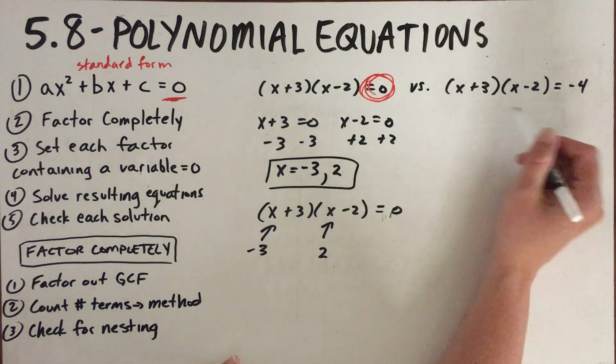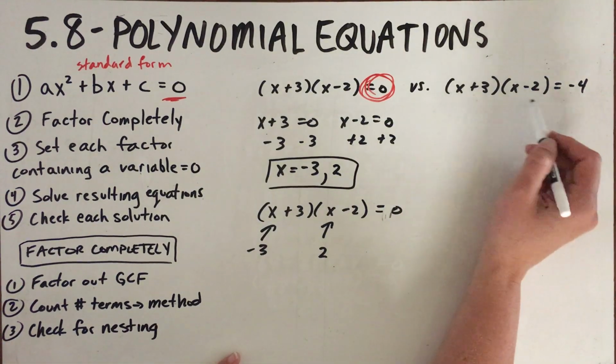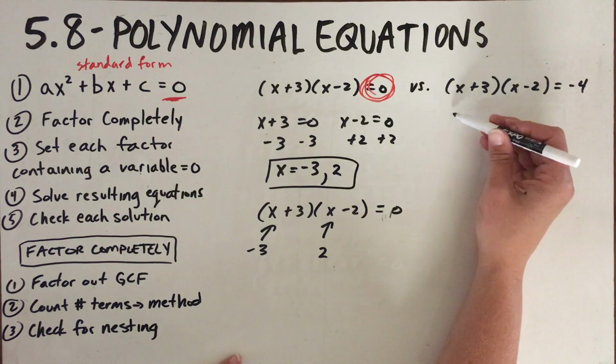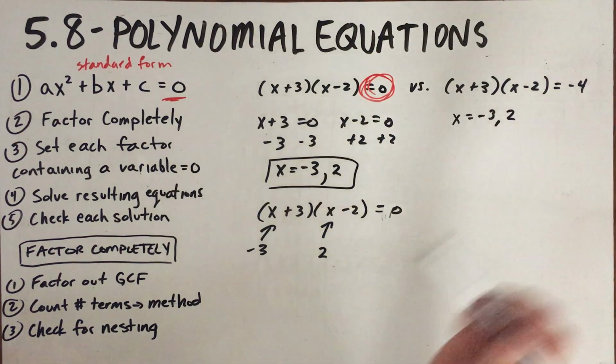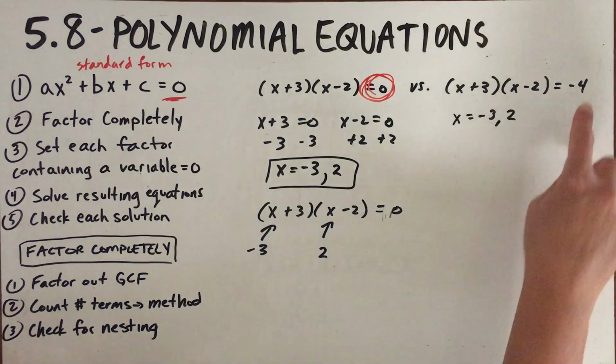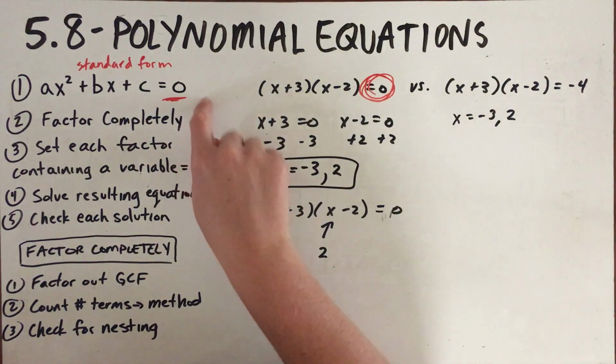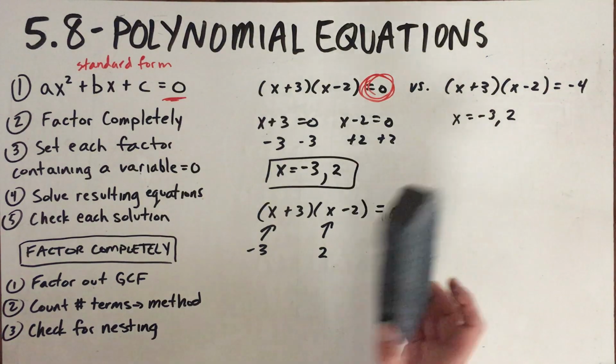Well, how is this one different? This one is already in factored form, so can't I just say that x is equal to -3 and 2 here as well? The answer is no, because this is not equal to 0. I didn't meet the first qualification here. It's not in standard form equal to 0.